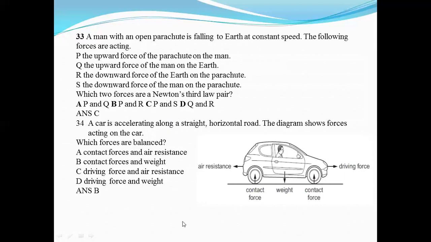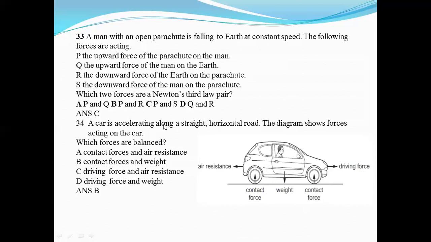Next question, a car is accelerating along a straight horizontal road. The diagram shows the forces acting on the car. Which forces are balanced? We have to identify the balanced forces. Over here we can easily see the driving force and the air resistance, and we can see the weight and the contact forces. So B is the correct answer. The contact forces and the weight, they are balanced forces.